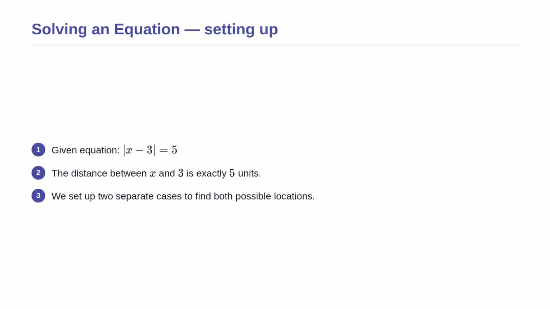Now that we understand the definition, let us use it to solve a basic equation. We are given the equation, the absolute value of x minus 3 equals 5. We are asked to find all real numbers x that satisfy this. Conceptually, the expression inside the bars represents the distance between an unknown number x and the number 3. The equation tells us this distance is exactly 5 units. Because distance can be measured in two directions, x could be 5 units to the right of 3 or 5 units to the left. We must set up two separate cases to find both possible locations.